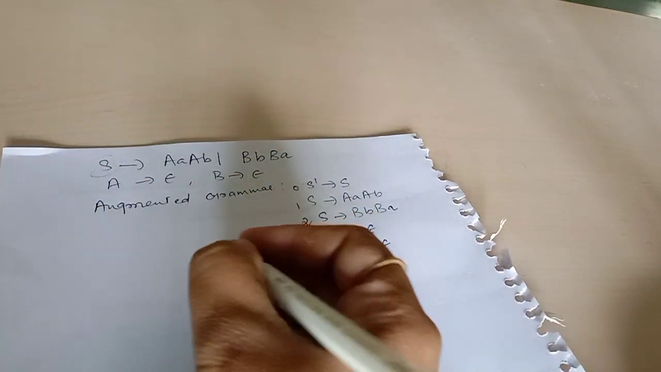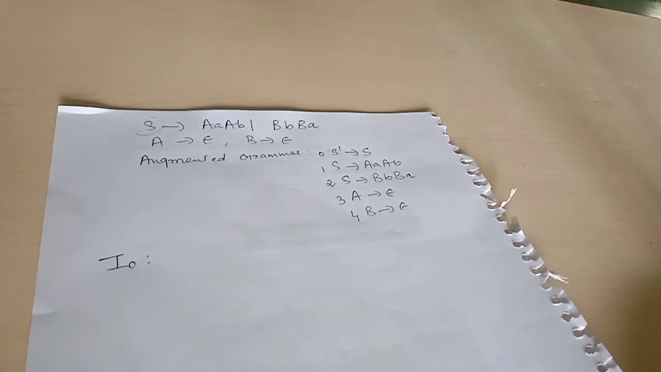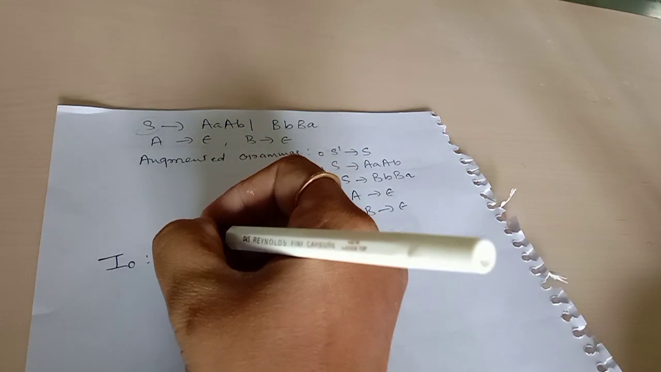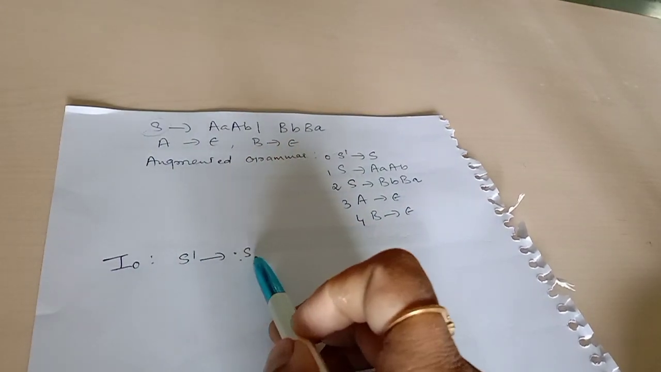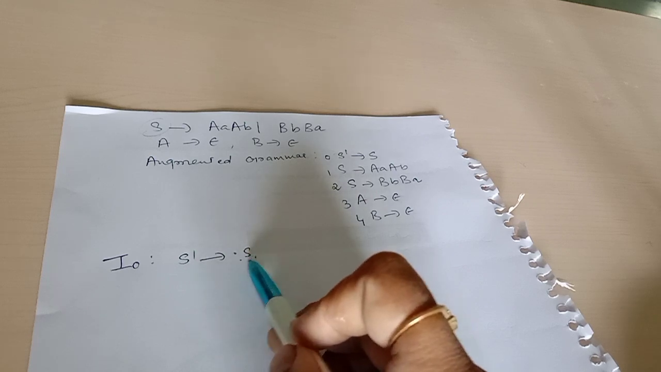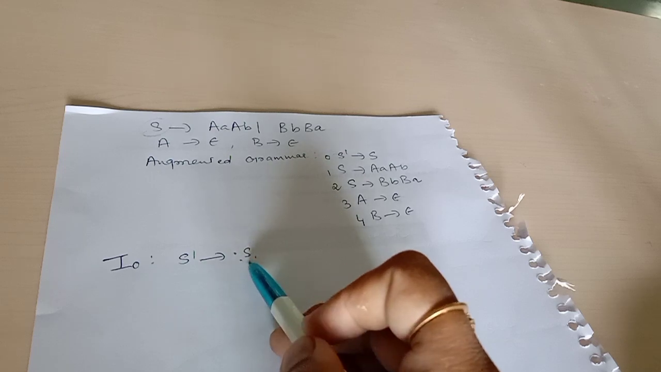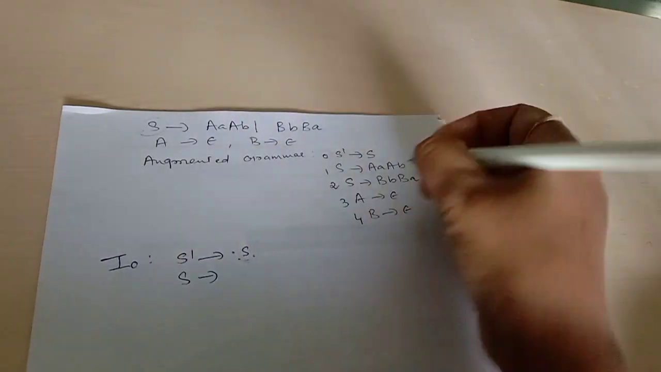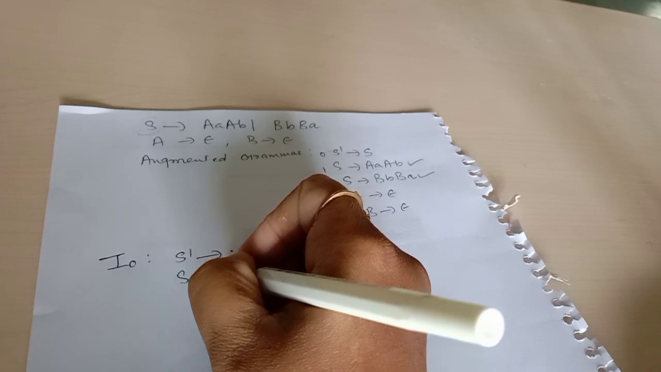Let's take the first item set, we'll call it I0. The item set will be introduced by including the dot operator on the augmented grammar. So in I0 we get S' → .S. Here the dot operator is before the non-terminal S, so the closure operation will be applied. It means that I have to add the productions of S in this item set. Both will be included here.